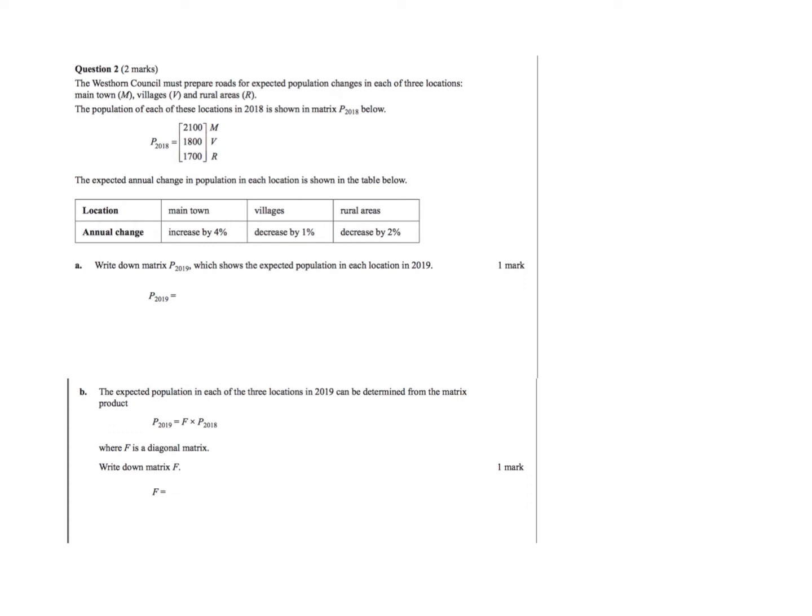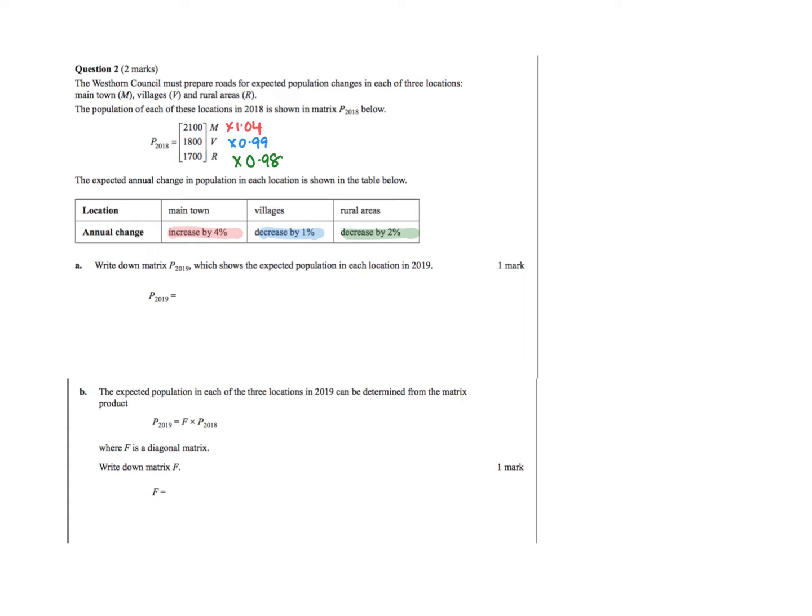So really all you've got to do is, up here, when we want to increase the main town by 4%, that means you times this one by 1.04. When you need to decrease the villages by 1%, you would times this one by 0.99. And then the last one, decrease by 2%, so we times that one by 0.98.